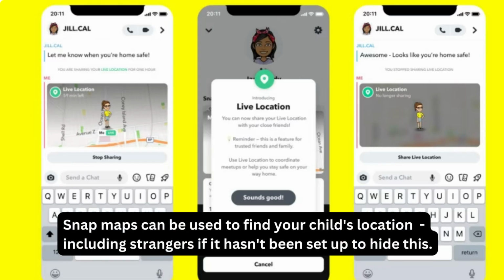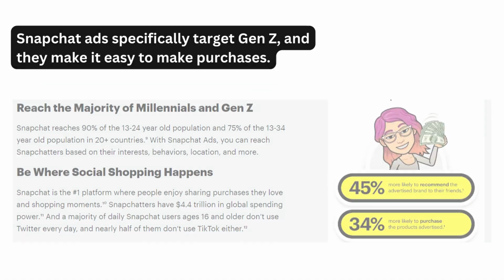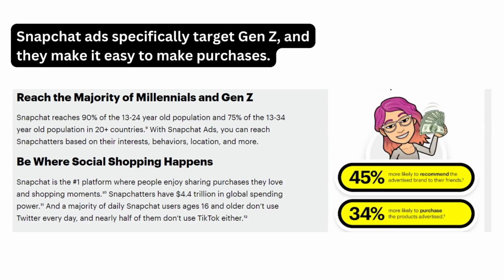Snap Maps location tracking is one to watch out for, as it will reveal your child's location to friends or strangers depending on their settings. And Snapchat adverts have purchasing links which can take your child straight to shopping sites.